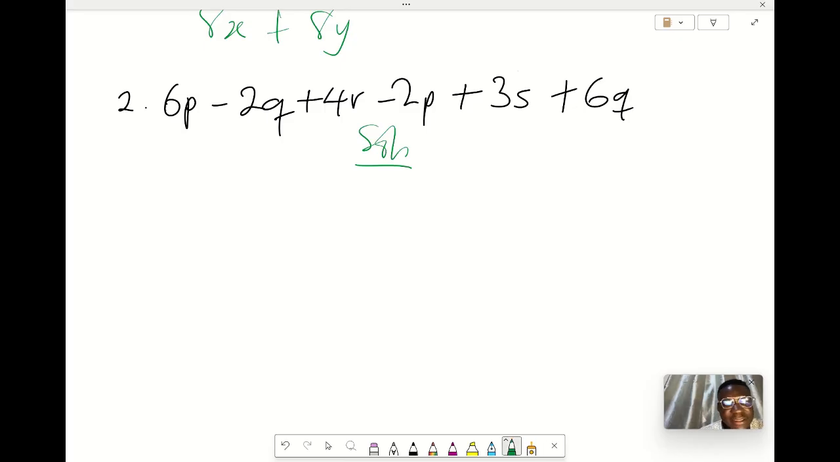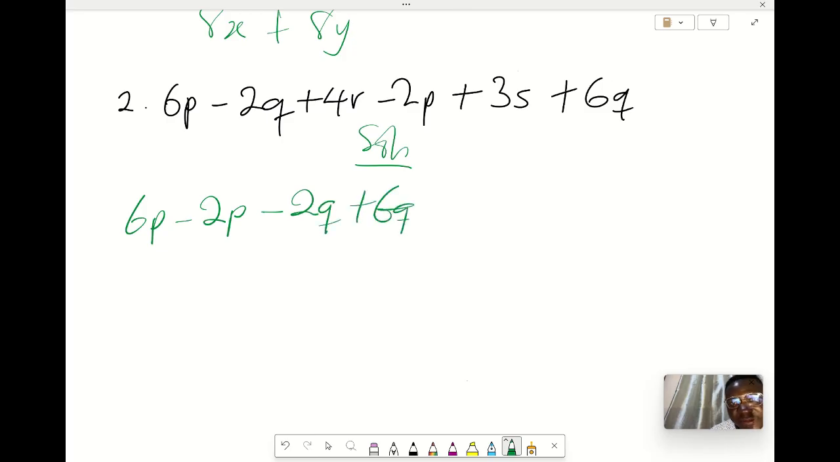So let's write these close to each other. With this, we will write 6p minus 2p minus 2q plus 6q plus 4r plus 3x. It means you have brought all the like terms together. Let me do this so that you understand. This and this are like terms. This and that are also like terms. These two are unlike terms. Therefore, 6 minus 2, and negative 2 plus 6, so that you get the answer very fast.